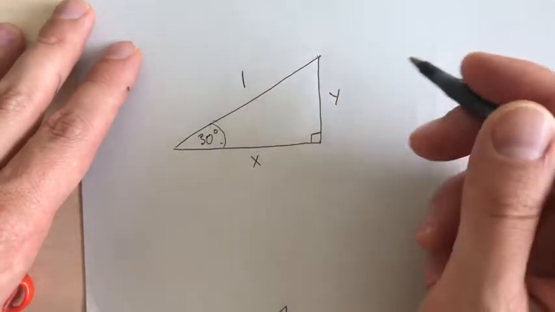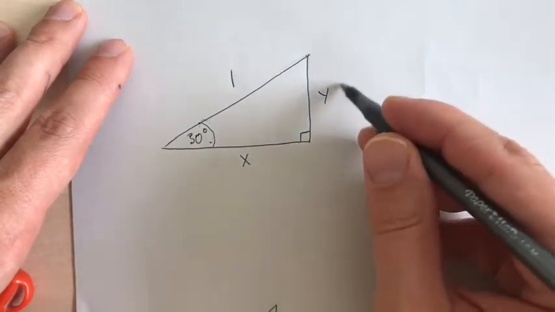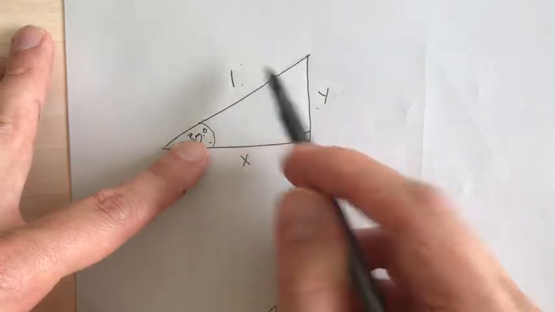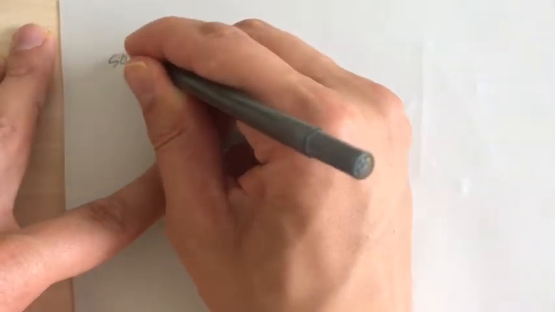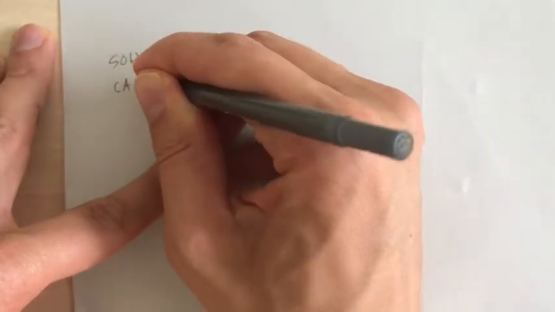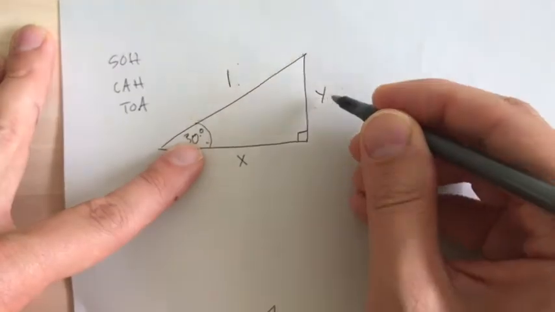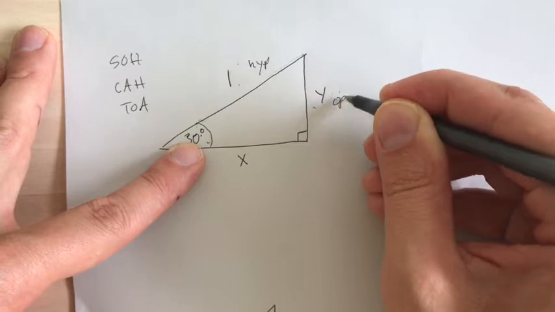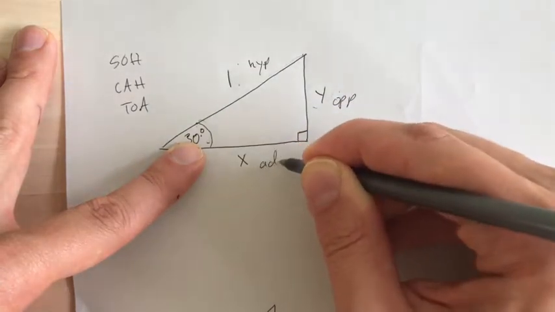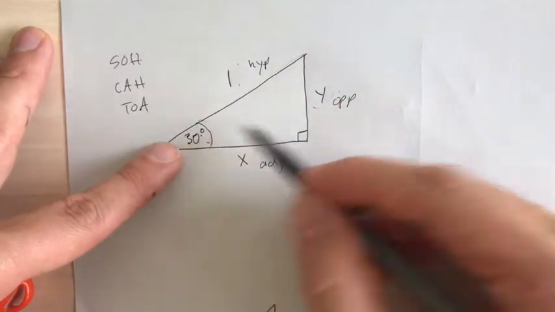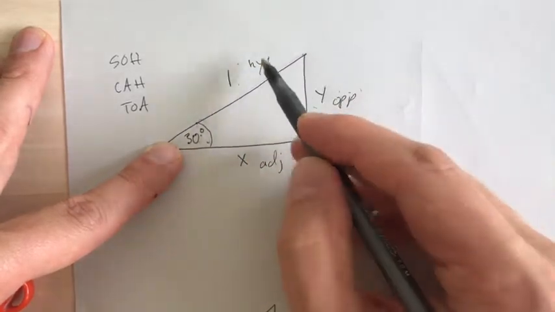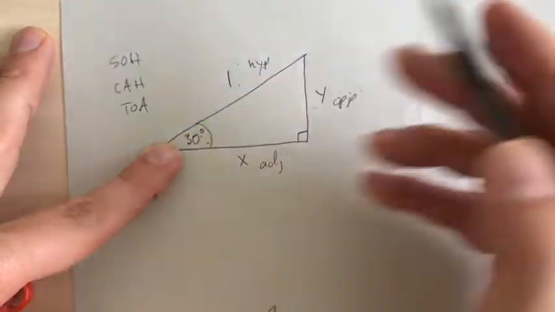So let's start by solving for y. If I'm looking for y, I have my angle and I have my hypotenuse. If you think of SOHCAHTOA, this would be my hypotenuse. This would be my opposite. And this would be my adjacent. So if I'm solving for y, I have my opposite here. I definitely know my hypotenuse. So opposite over hypotenuse, that would be a sine problem.